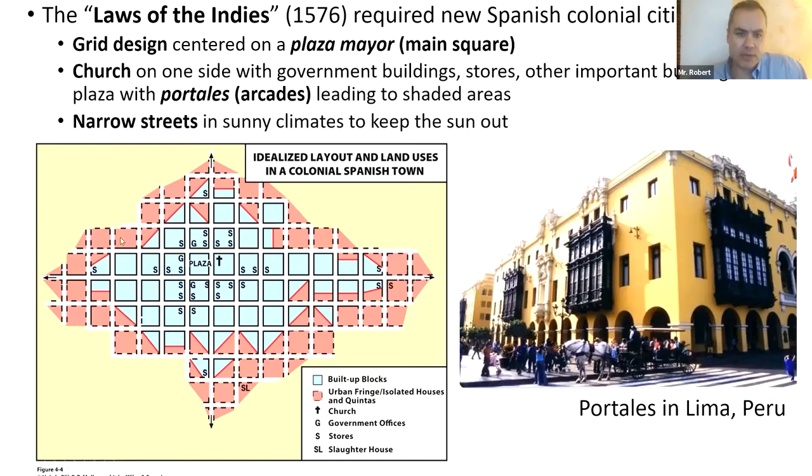And that's what this pink category on the outside is. It says urban fringe, isolated houses, and quintas. The quintas are basically where the Native Americans had to stay out there. And this brings up a good point about history, that the nature of cities has changed a lot over thousands of years.